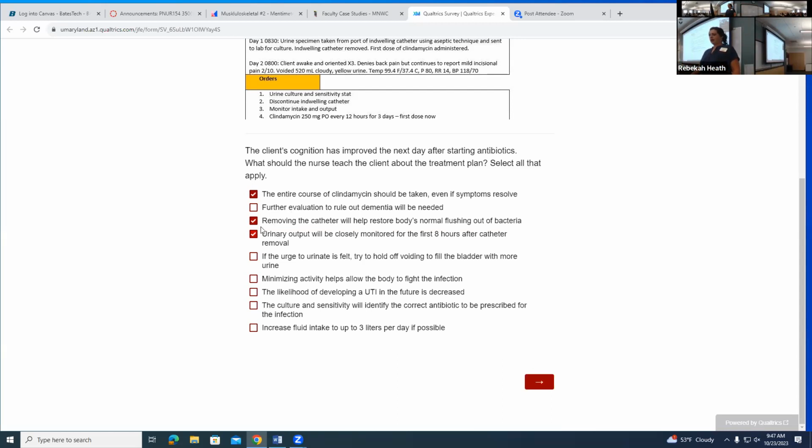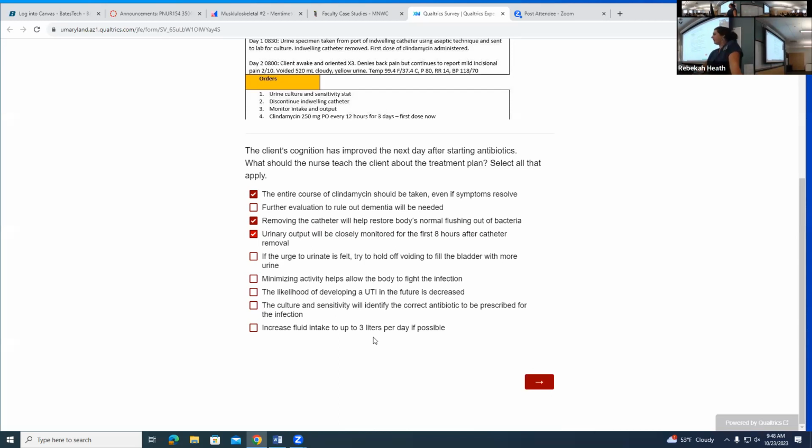If the urge to urinate is felt, try to hold off voiding to fill the bladder. No, we really want people to empty that bladder. Minimizing activity helps allow the body to fight infection. No, we want them to be up and active. The likelihood of developing a UTI in the future is decreased. Yeah, it's actually increased. The culture and sensitivity will identify the correct antibiotic to be prescribed for the infection.